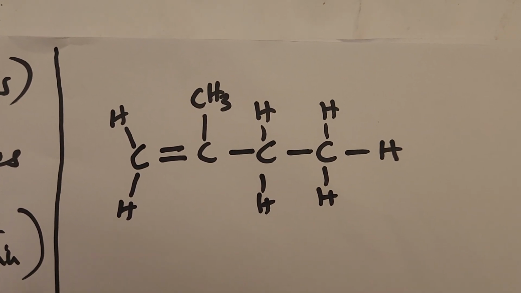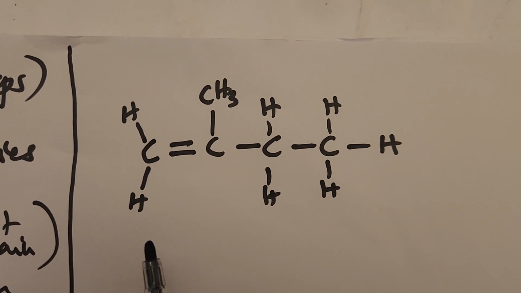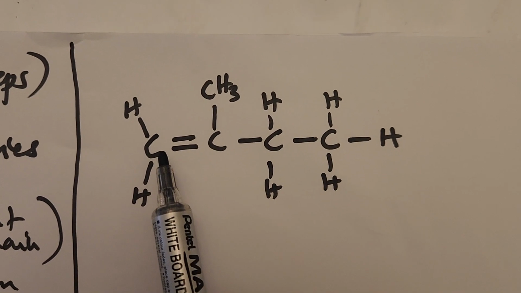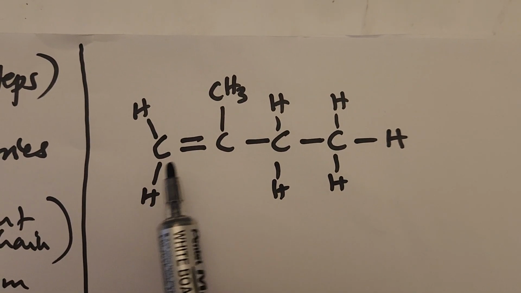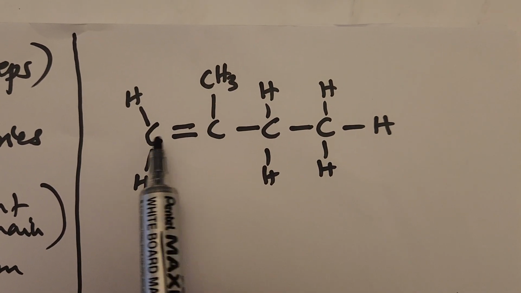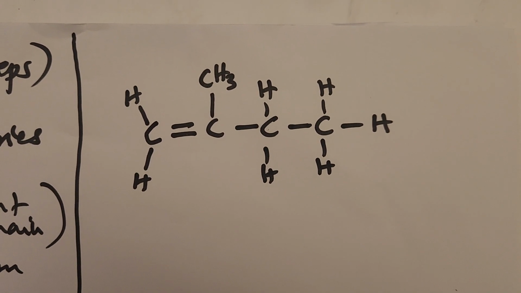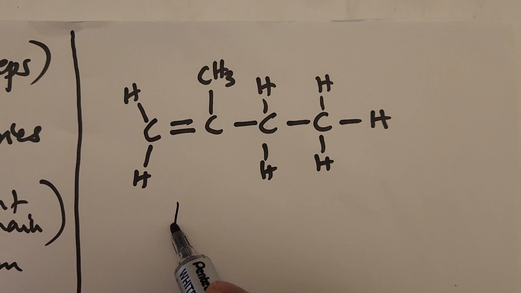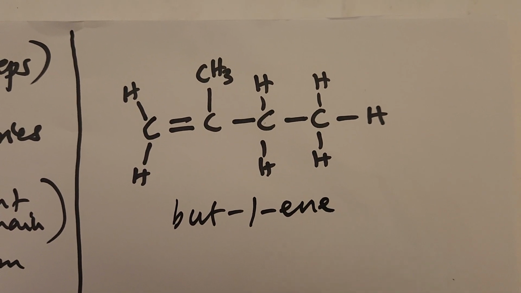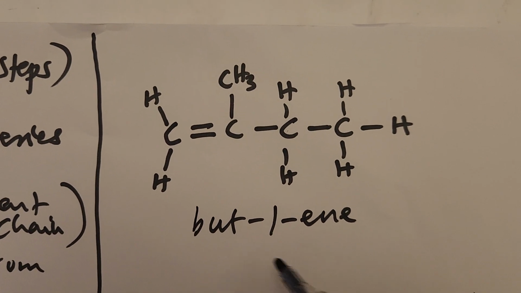Now let's check the longest number of carbon atoms. Remember, the longest chain must include the double bond. We cannot start from here going this way and exclude the double bond. It doesn't happen that way. Counting 1 2 3, 1 2 3 4, the longest chain will be 4 carbon atoms. Therefore we start with but, and the ene is at carbon number 1, so our parent chain will be but-1-ene.